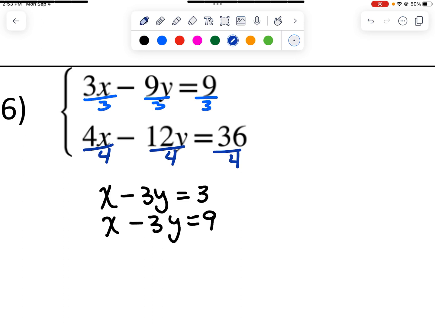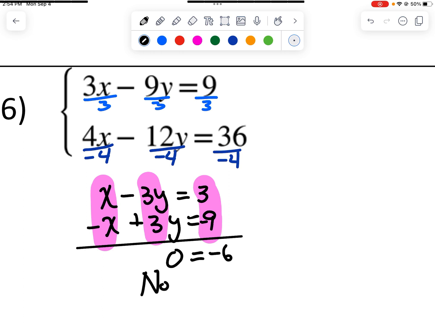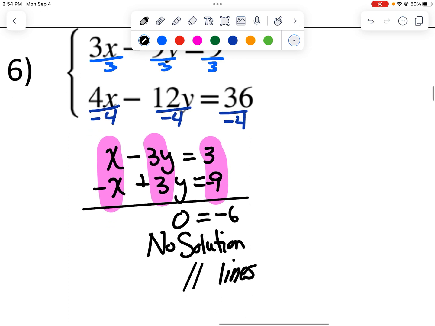So what if I would have divided by negative 4? That would have given me negative x plus 3y equaled negative 9. And now when you add them together, not only, my friends, do the x's cancel out, but so do the y's cancel out, but the constants don't. So you end up with 0 equals negative 6, which is no solution. So the lines must be parallel lines. They don't intersect.